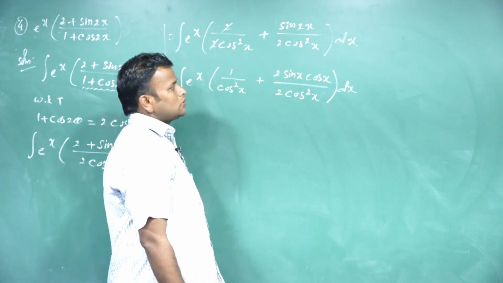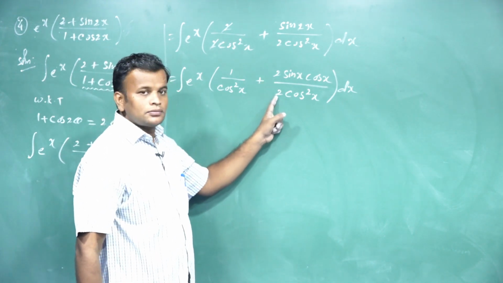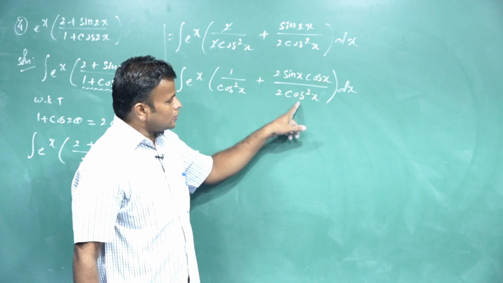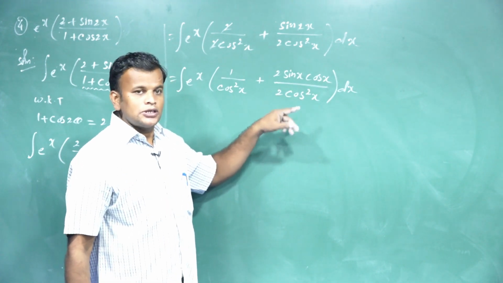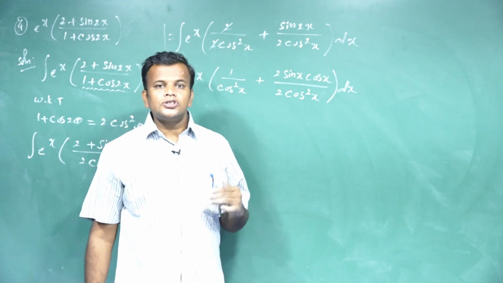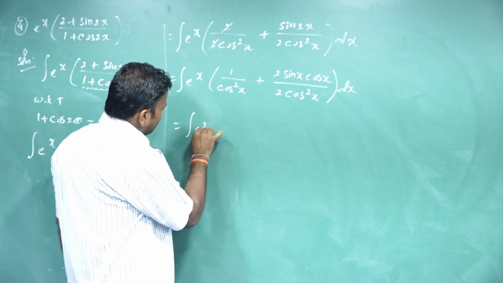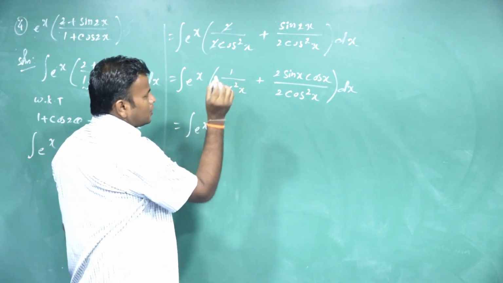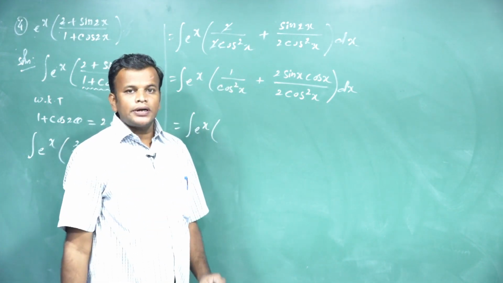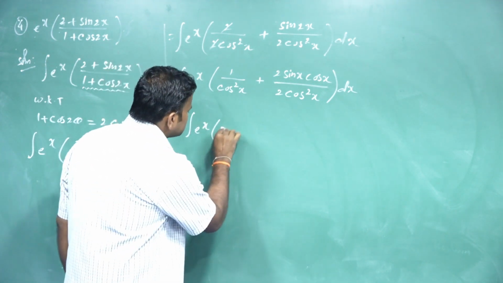What is the reason to use this formula here? You see, 2 and 2 cancel. Cos x and cos square x, 1 cos is also cancelled. So that's why we use again the formula of sin 2x, using trigonometric identities. E power x. You know, 1 by cos is nothing but secant. So 1 by cos square x is secant square x.